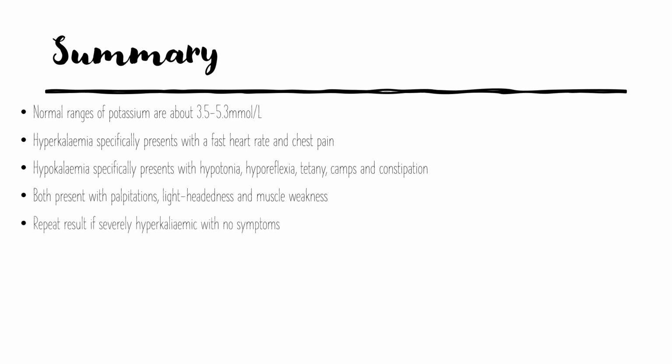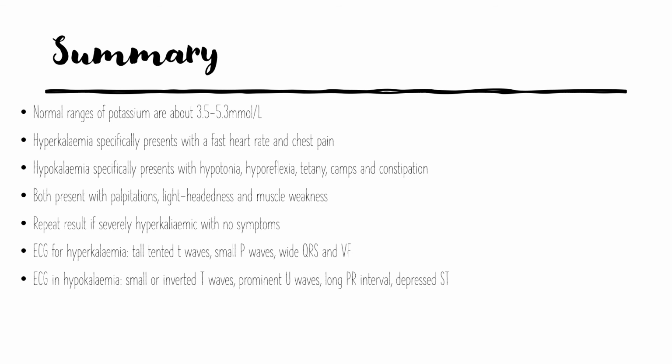If your patient has no symptoms but is very hyperkalemic, it could be artifactual, so you need to repeat the test urgently. ECGs for hyperkalemia may show tall tented T waves, small P waves, a wide QRS, and potentially VF. ECGs in hypokalemia may have small or even inverted T waves, prominent U waves, a long PR interval, and depressed ST segments.